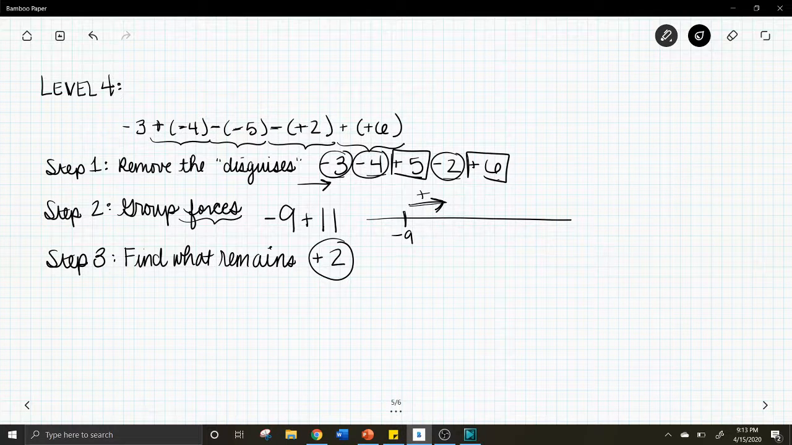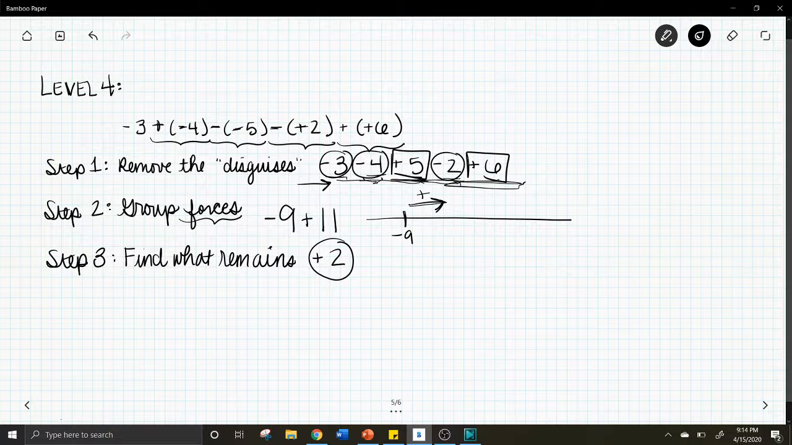Or like I said, if you wanted to, with the original, after removing the disguises, go through from left to right, adding and subtracting, we would say -3 minus 4 is -7. -7 plus 5 is... oh, something's wrong. -3 minus 4 is -7. -7 plus 5 is -2, that's why. -2 minus 2 is -4. -4 plus 6 is +2, which is what we got here. So maybe it is good that we did all these steps.